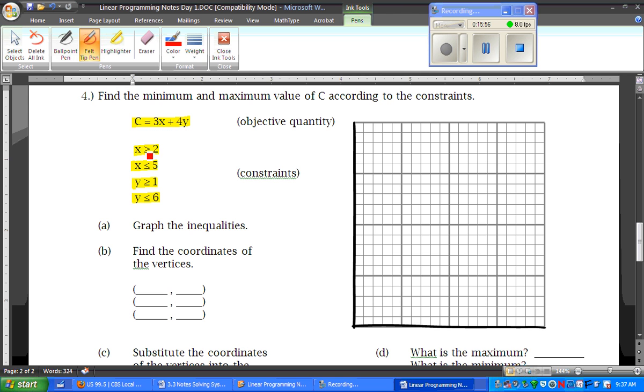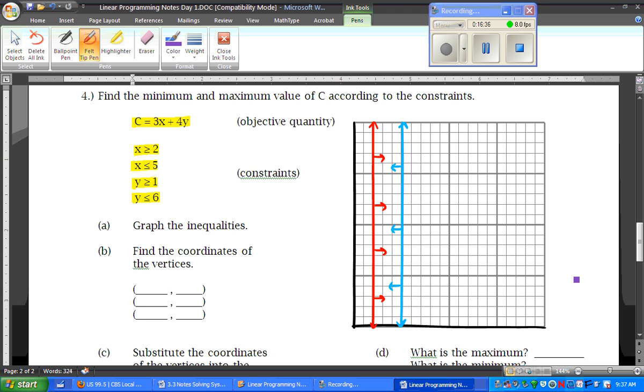The first constraint says x is greater than or equal to 2. That's a vertical line at 2. And if it's greater than or equal to, you shade to the right. For the second inequality, it says x is less than or equal to 5. That's a vertical line at 5. And less than means you shade to the left. So if I start looking for the final answer, my shaded region is going to be in between those two lines.